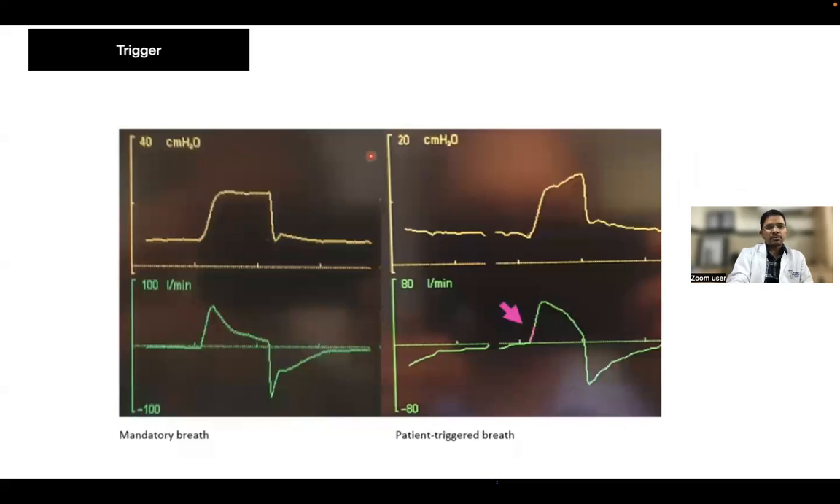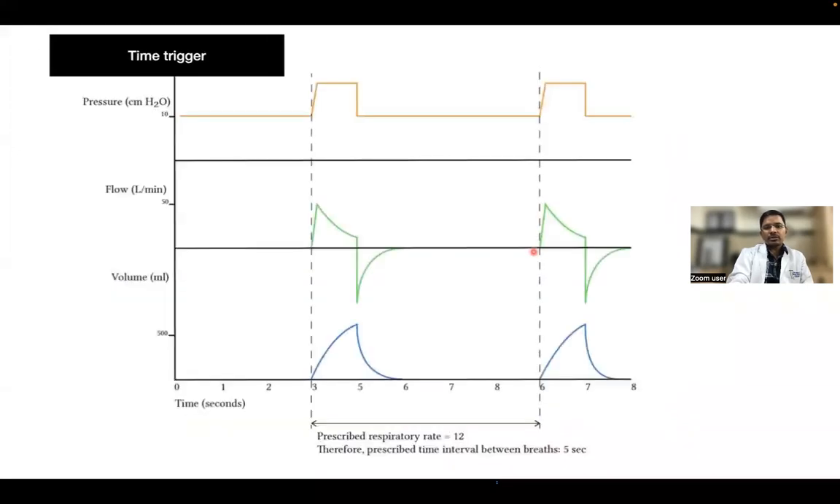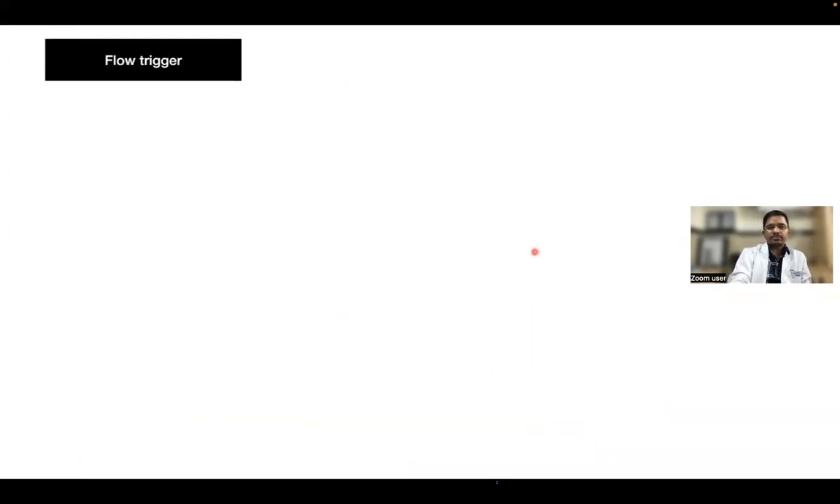We'll understand details about this thing, triggering. So here, in the pressure control ventilation curve, we can see there is some pink color that is marked with an arrow. This indicates spontaneous mode, when the patient has initiated the breathing. And also there is a negative deflection on the pressure curve. Now, the time trigger: we prescribe the respiratory rate at 12, so we can see every 5 seconds one single inspiration is starting. That's why it is called time trigger.